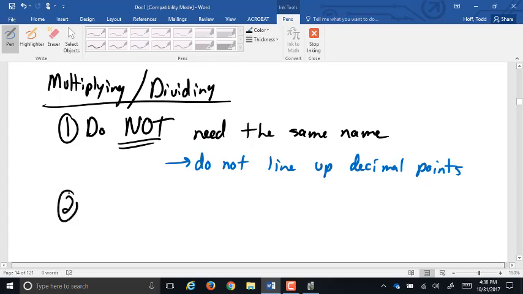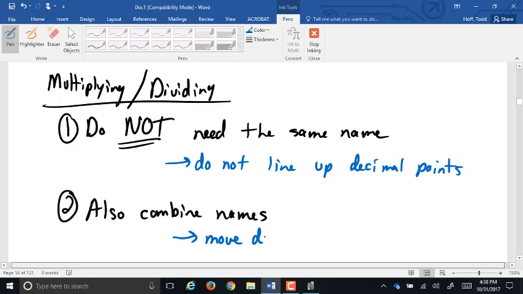When we combine, we always combine the counts. When we multiply or divide, we also combine the names. So this is accounted for in a lot of ways. We're just going to say move the decimal appropriately. We'll look at that as we do our examples.